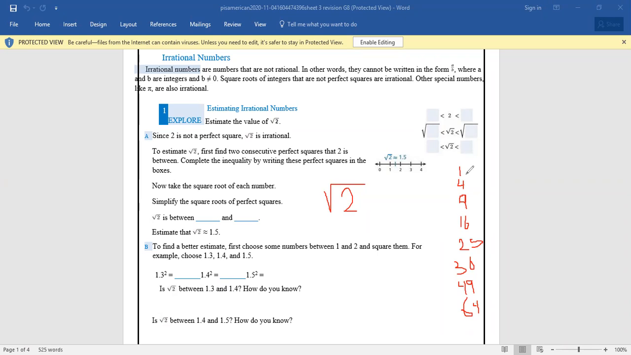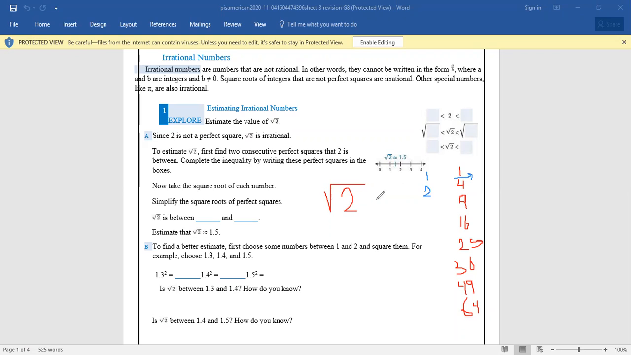Between which two numbers? Between the 1 and the 4. Yes, between 1 and 4. If I want to plot it, it should be between 1 and 4. And don't forget that this one was 1 and this one was 2, right? So when you put root 2 between them, we have to deal with the number before it, not after.